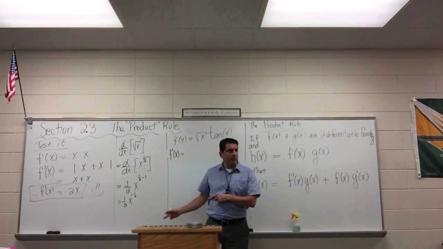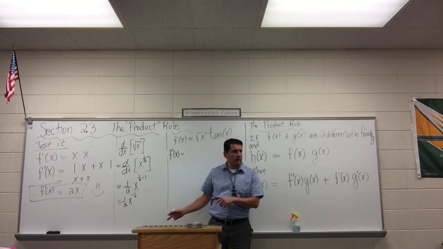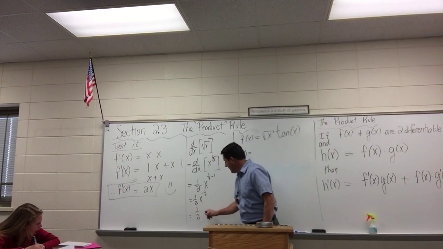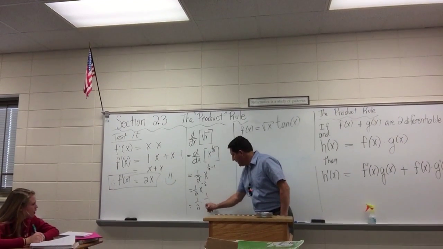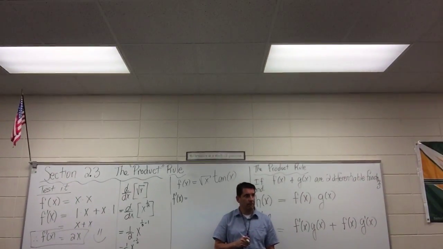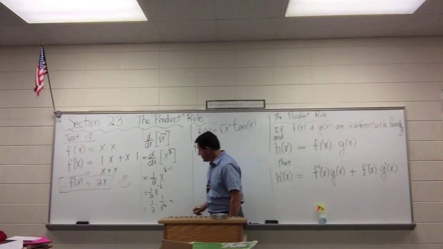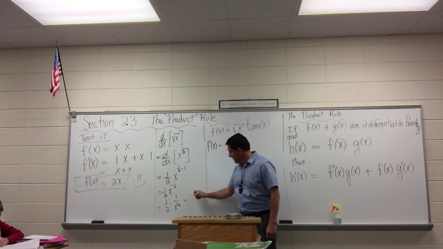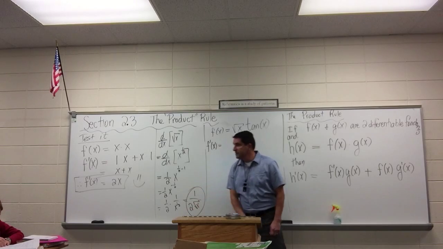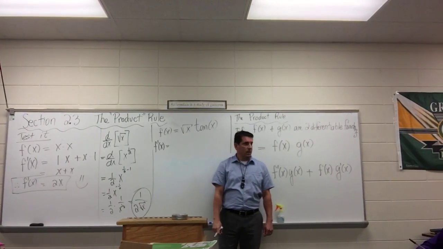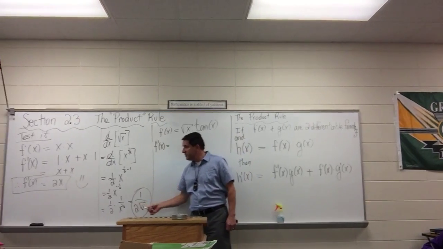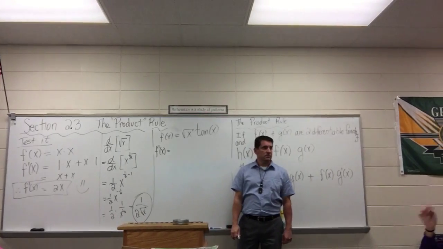Now that's not good form because we want the power to be positive. So this becomes 1/2 times 1 over x to the 1/2. Okay. But we should probably write that back in the form that we had it. So it's 1 over 2 times the square root of x. Okay. The derivative of the square root of x is 1 over 2 times the square root of x.